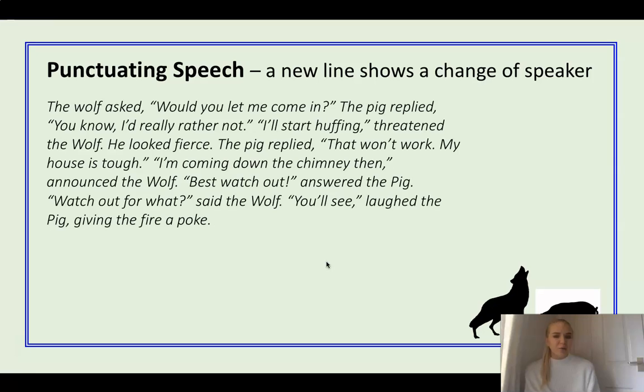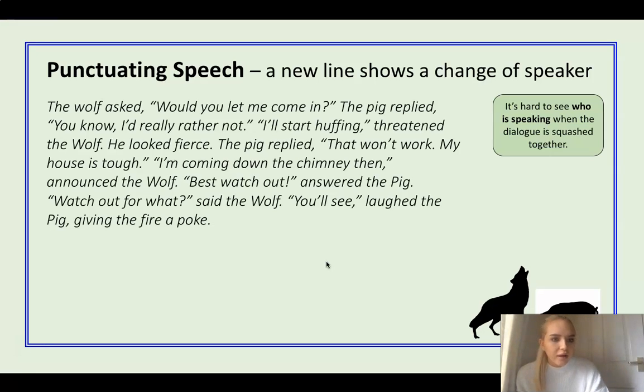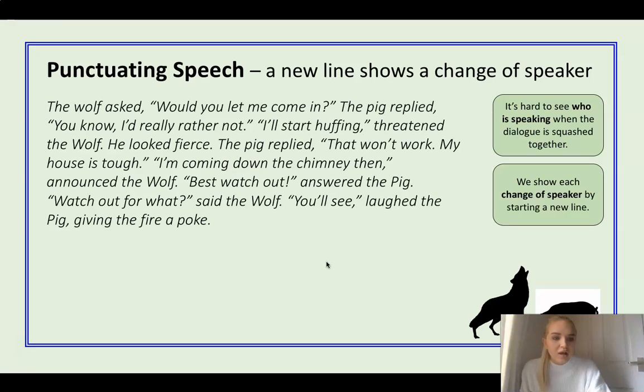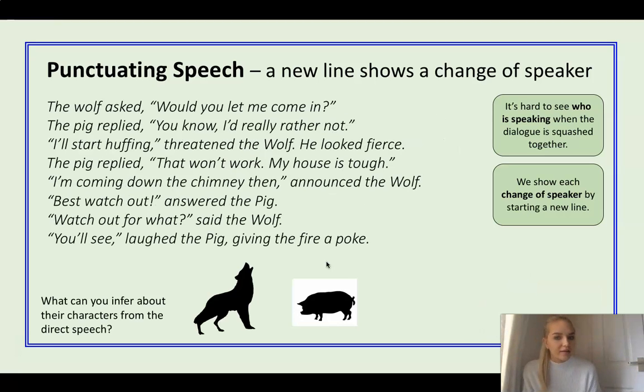Okay, so I know that when I'm reading this, I'm getting a bit confused about who is talking when. It's really hard to see who is speaking when the dialogue, the direct speech, is all squished together like it is here. So what we need to do is show a change of speaker by starting a new line each time a speaker is speaking, like this. So now I can see that it's a lot clearer who is speaking and what they are saying.